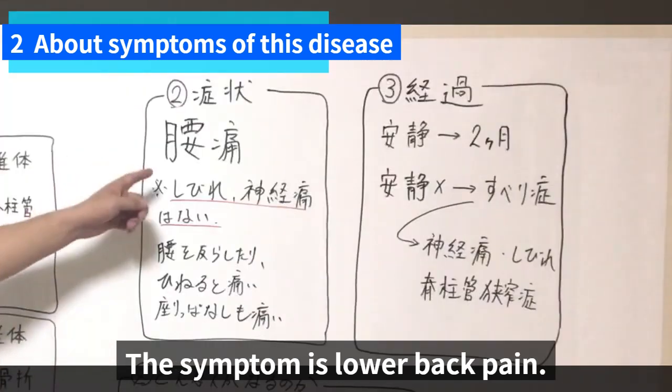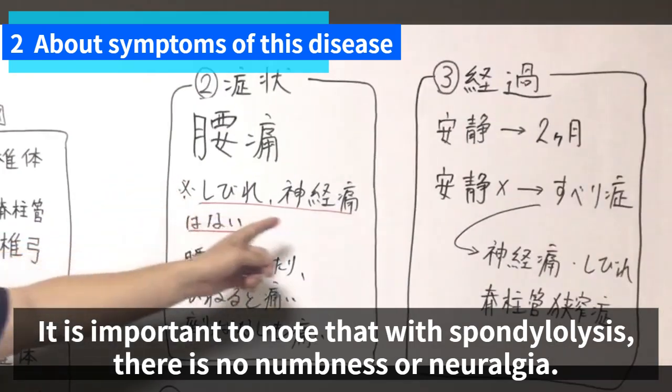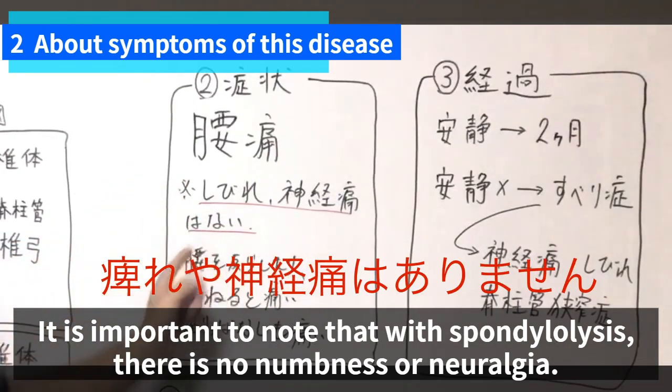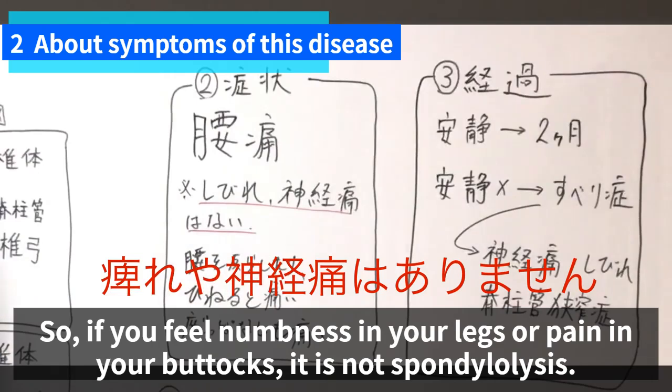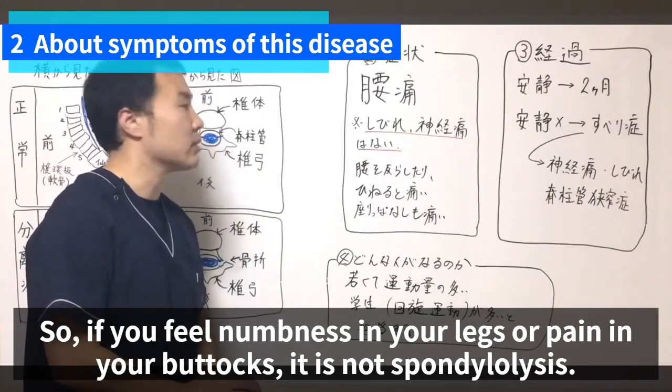The symptom is lower back pain. It is important to note that with spondylolysis, there is no numbness or neuralgia. So, if you feel numbness in your legs or pain in your buttocks, it is not spondylolysis.